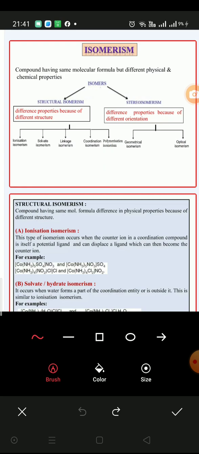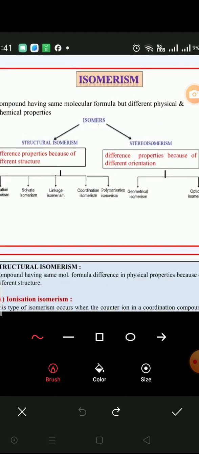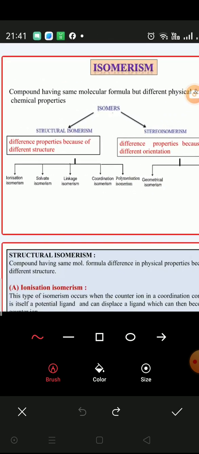Children, there are certain substances which have the same molecular formula but different physical and chemical properties. Means molecular formula is same but their physical and chemical properties are different, and these compounds are called isomers. And the process of showing or making isomers is called isomerism.